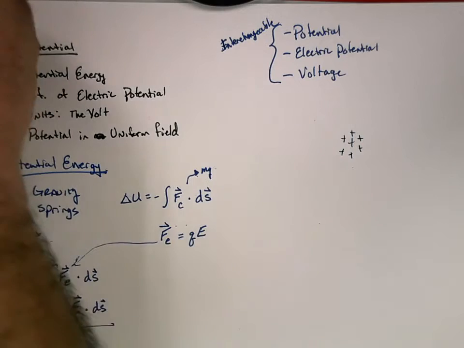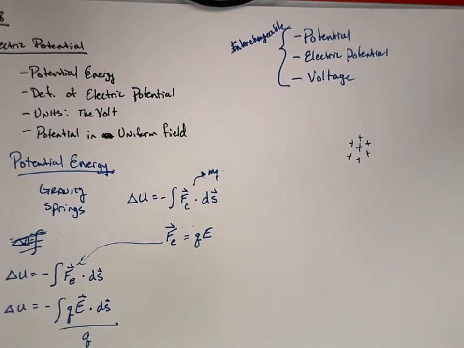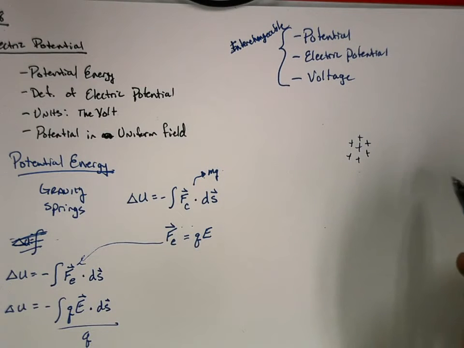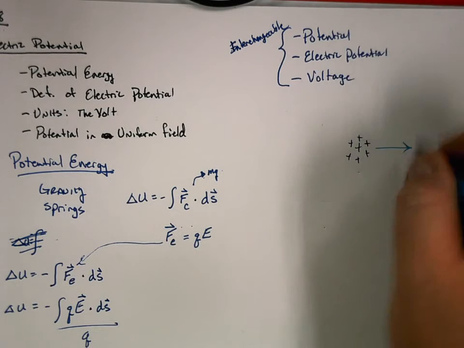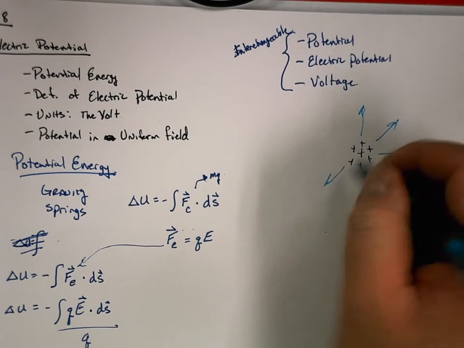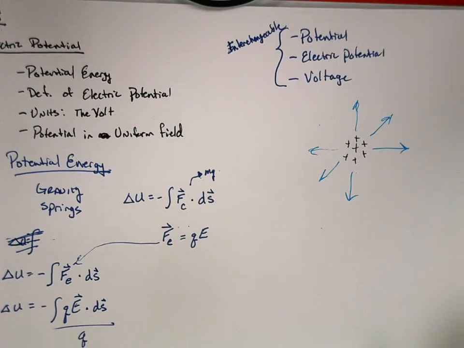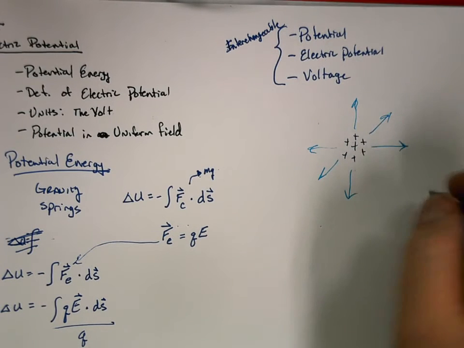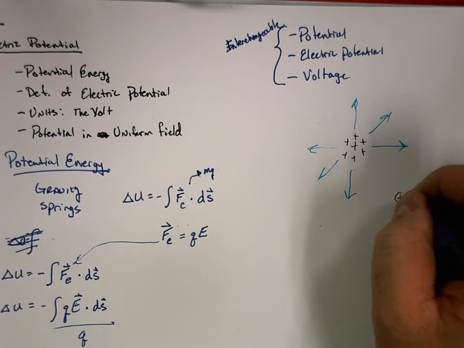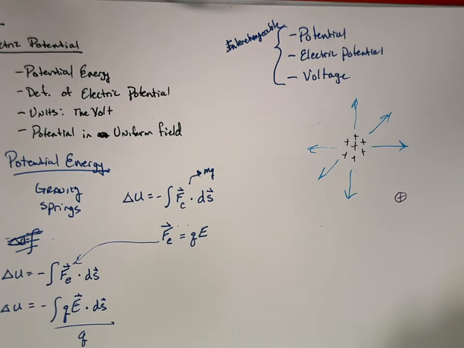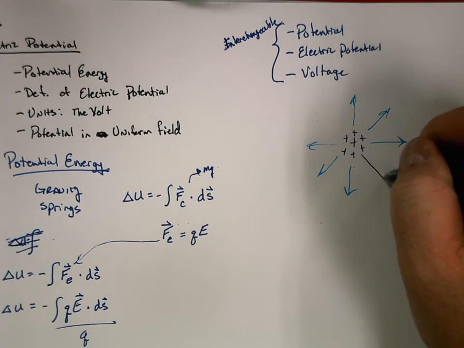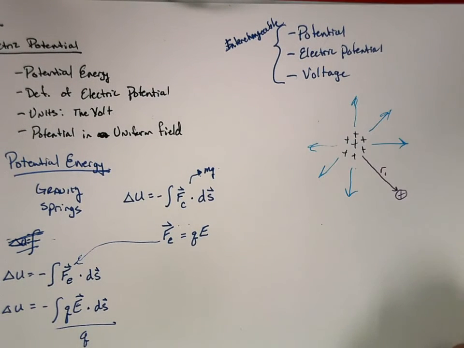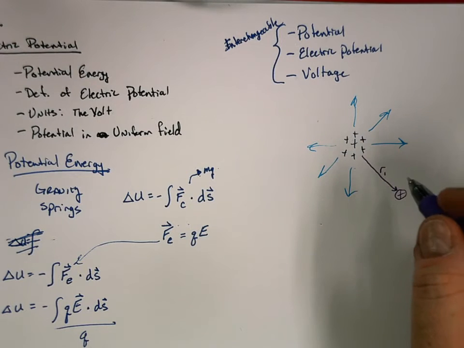Okay, here's our point charges. Our point charges are exerting a field in all directions. And then we have a test charge. A test charge enters the field, and he is here. And then this has, is it R1 distance away? Okay, and so he has a particular amount of potential energy.